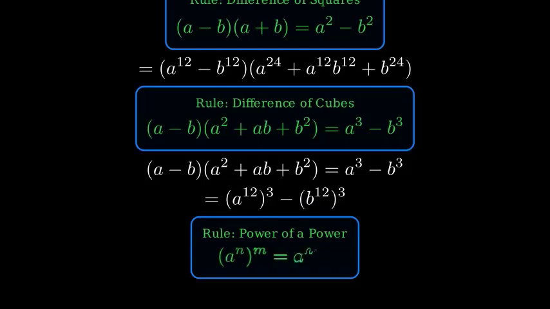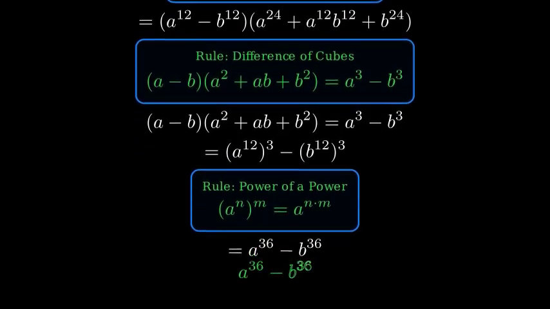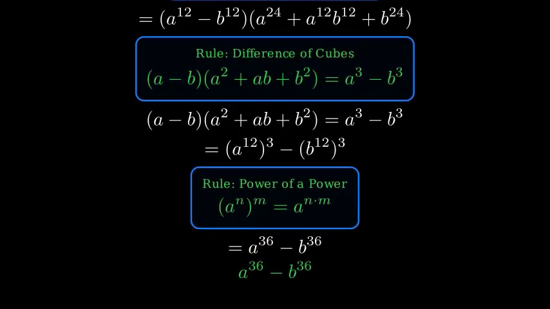Finally, we simplify the powers in our expression. A to the 12th cubed equals a to the 36. B to the 12th cubed equals b to the 36.